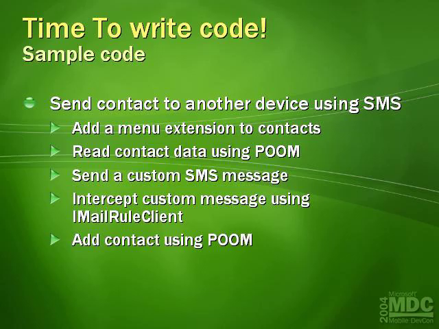We're going to be talking about manipulating PIM data using the Pocket Outlook object model. I'm going to talk about how to send an SMS message, and then how to intercept an SMS message on a device and then do some processing with it.